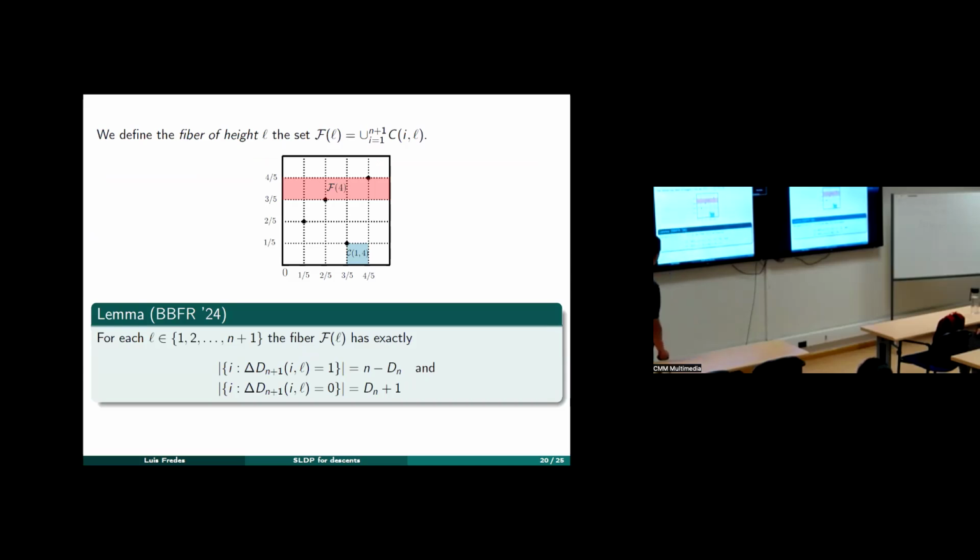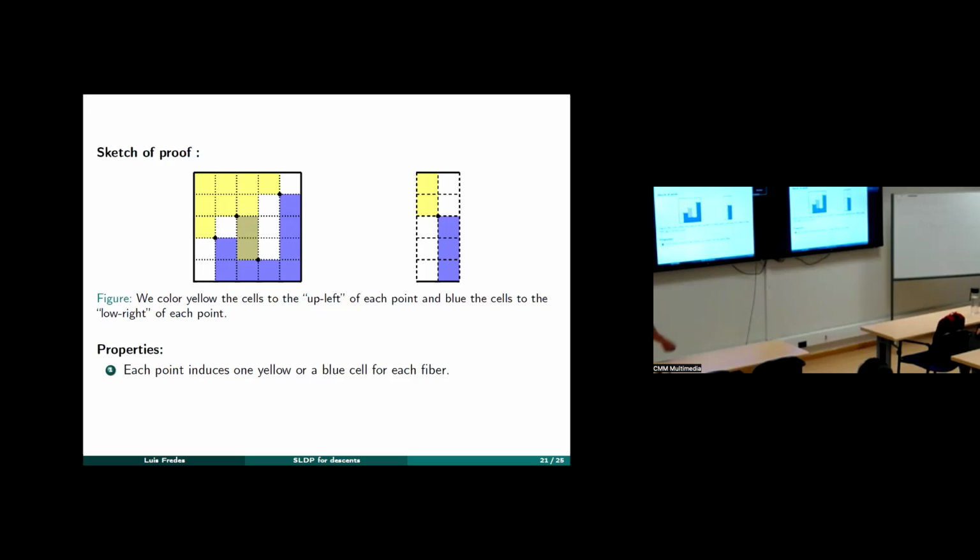And this is something that I like a lot. It's really graphical. So what do we do? Imagine that you have your permutation, and I will do the following construction. From each point, like this, I will color yellow the top left cells, up to the left of this point, and blue the bottom ones to the right. Okay, so basically, if I apply this principle and I have this permutation, I will have a coloring like this.